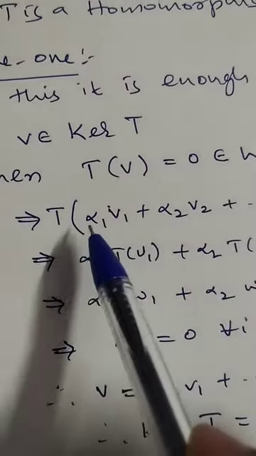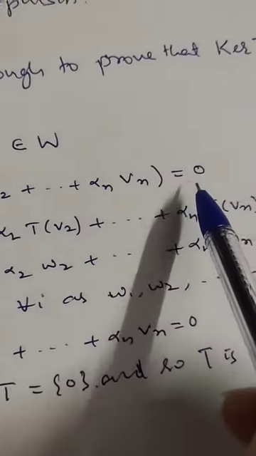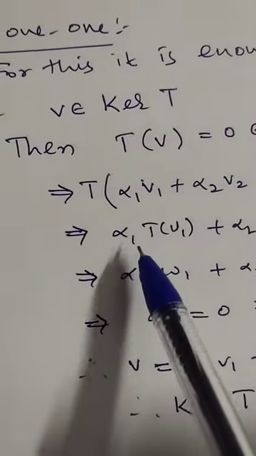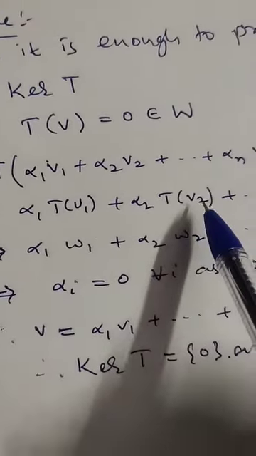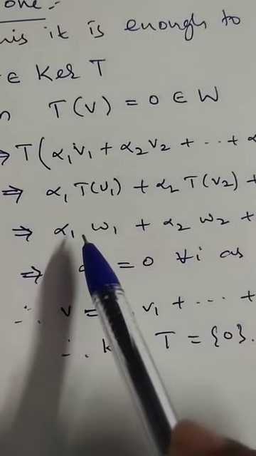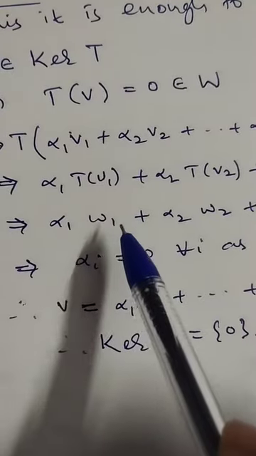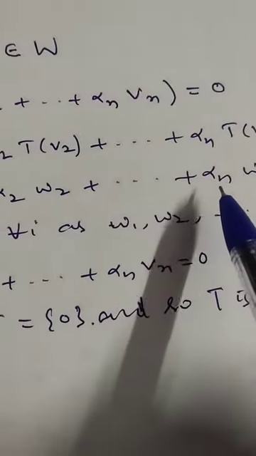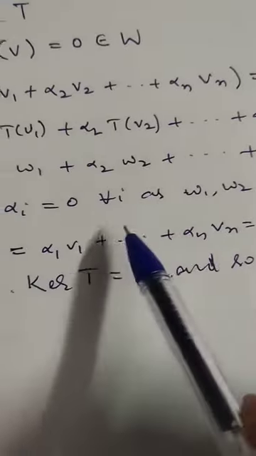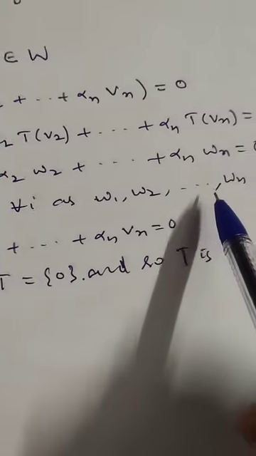Now this implies T of v means what? T of alpha 1 v1, alpha 2 v2, etc., alpha n vn is equal to 0. So since T is linear, alpha 1 into T of v1, alpha 2 into T of v2, etc., alpha n into T of vn is equal to 0. This implies, since T of v1 is w1 and T of v2 is w2, alpha 1 w1, alpha 2 w2, etc., alpha n wn is equal to 0. This implies each alpha i is equal to 0 because we have assumed that w1, w2, etc., wn are a basis of W, which means they are linearly independent.